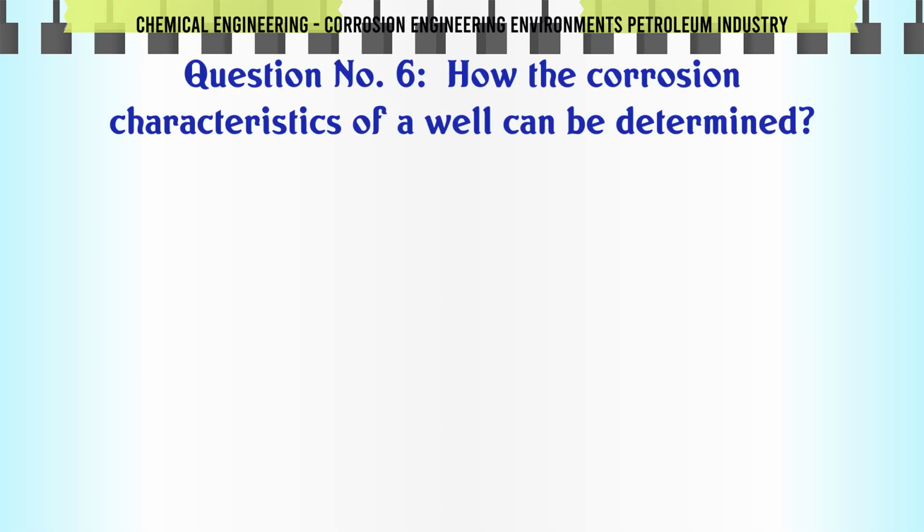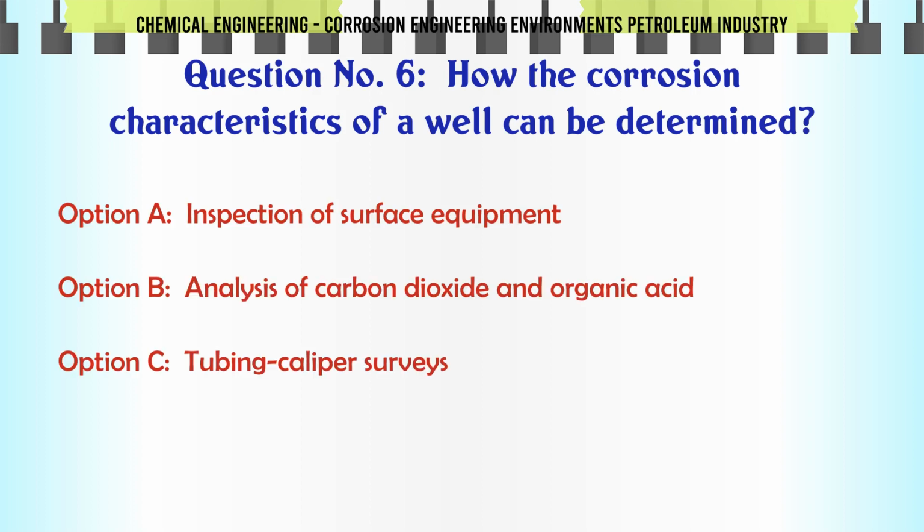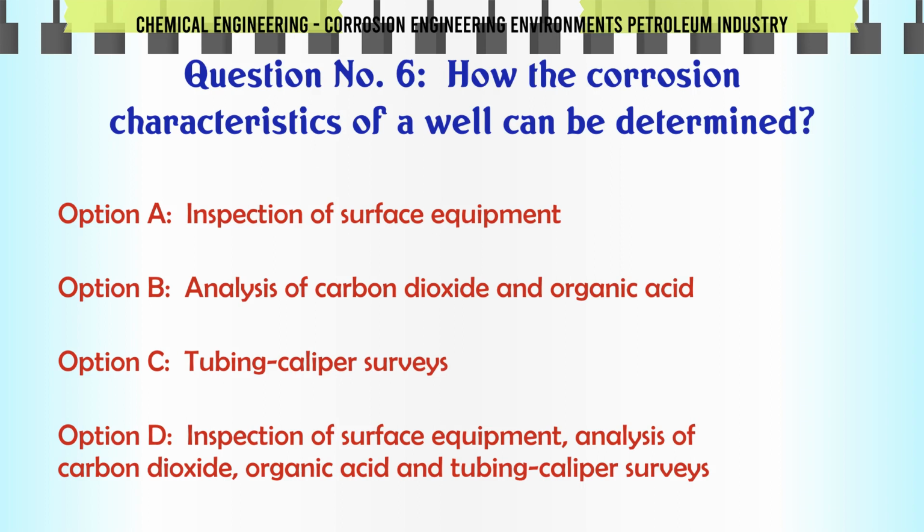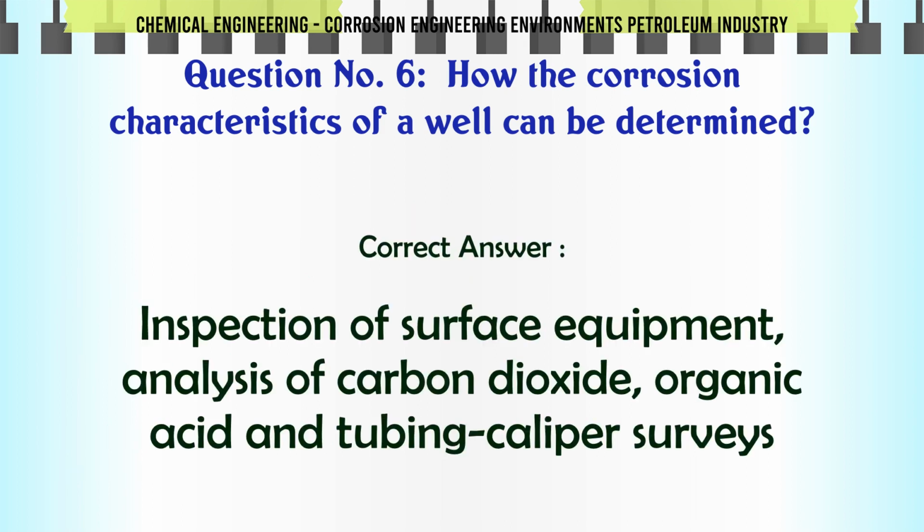How the corrosion characteristics of a well can be determined? A. Inspection of surface equipment. B. Analysis of carbon dioxide and organic acid. C. Tubing caliper surveys. D. Inspection of surface equipment, analysis of carbon dioxide, organic acid and tubing caliper surveys. The correct answer is inspection of surface equipment, analysis of carbon dioxide, organic acid and tubing caliper surveys.